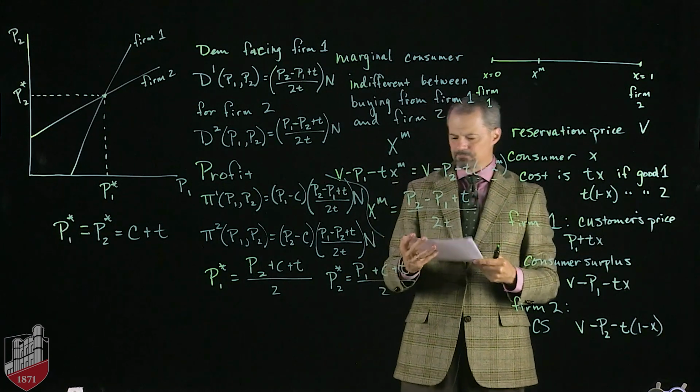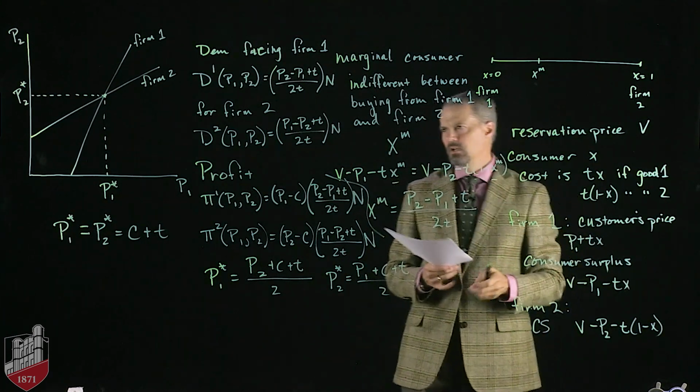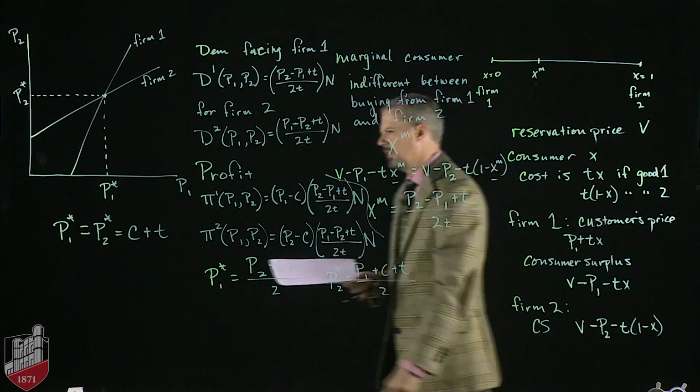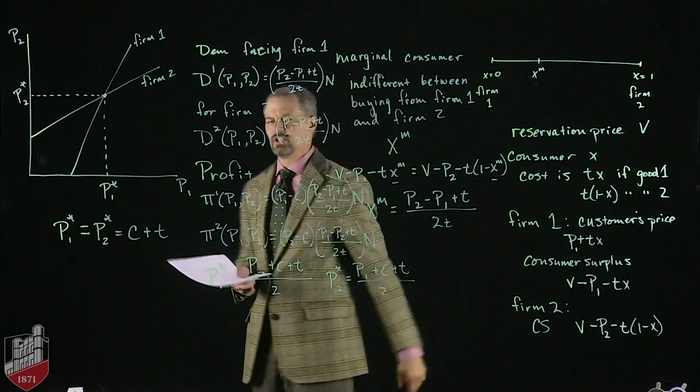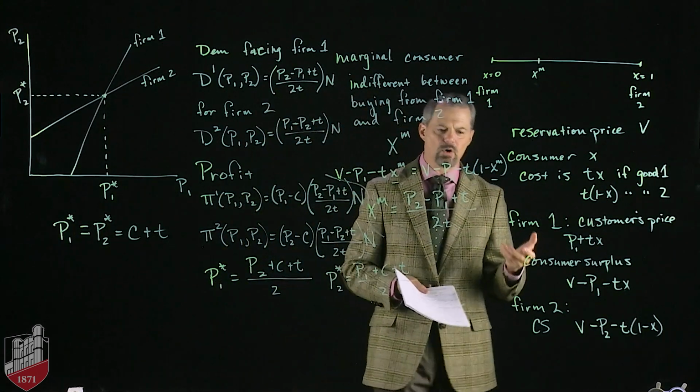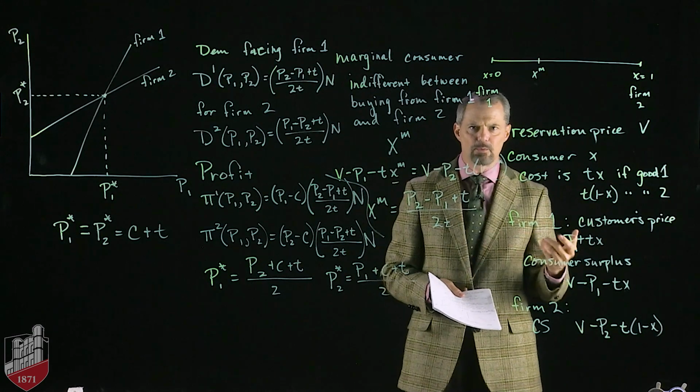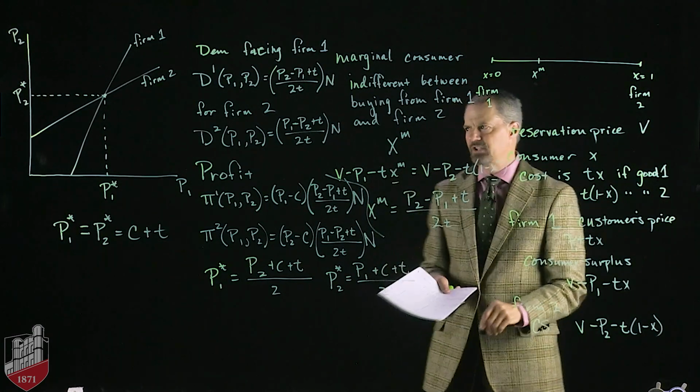Let's talk about what happens if costs change. We can allow the cost for firm 1 to be different from the cost for firm 2. So I'm going to clear this off and then we'll take a quick look at that.